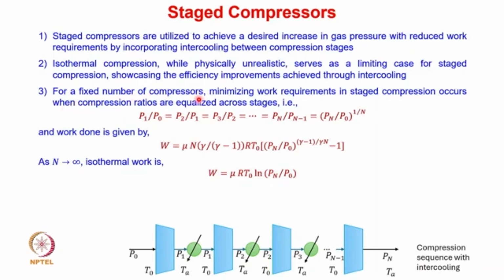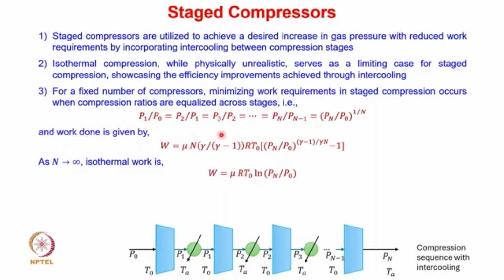For a fixed number of compressors, the work requirement in staged compression is minimized when the compression ratios are equalized across the stages. What it means is, the efficiency increases if you are using all these compressors with the same compression ratio. If I have a first compressor with a compression ratio of P1 by P naught, the second will have P2 by P1, the third will have P3 by P2, and if all these compression ratios are the same in staged compression, then my efficiency is maximum.